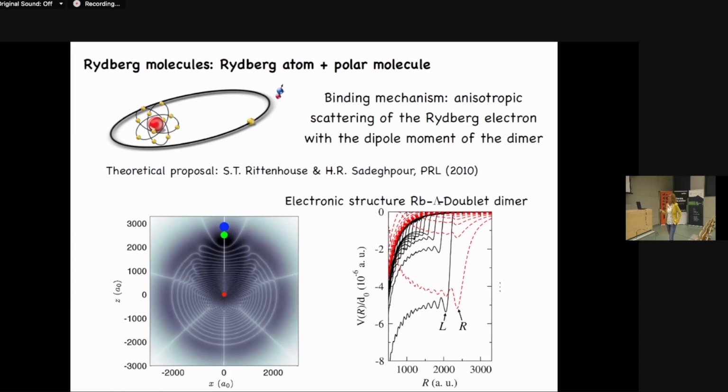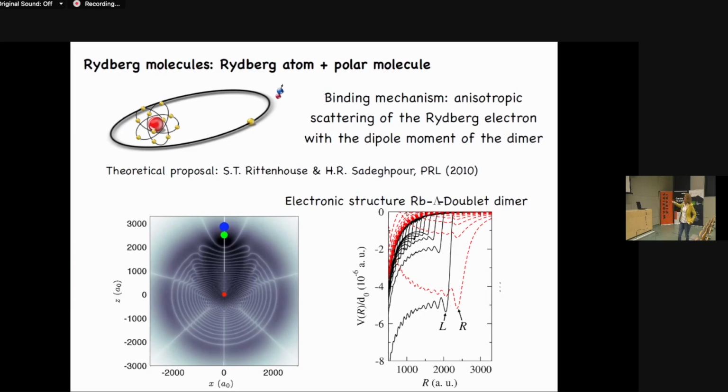And that's where they get here. Here you have the Rydberg core. Here you have the Rydberg molecule, like the diatomic molecule, which could be pointed towards the ion or away from the ion. That will be how the electronic structure looks like. And that will be the potential as a function of the internuclear distance.